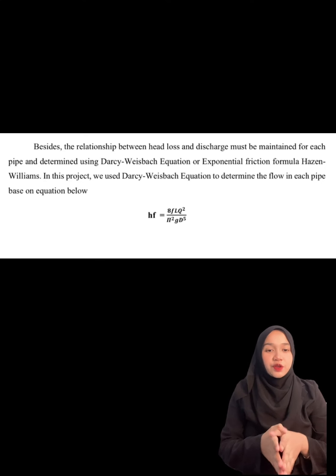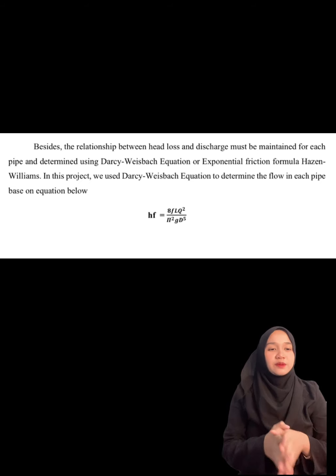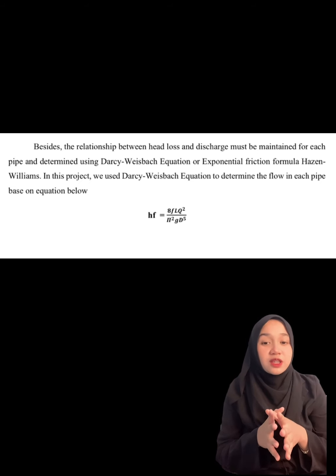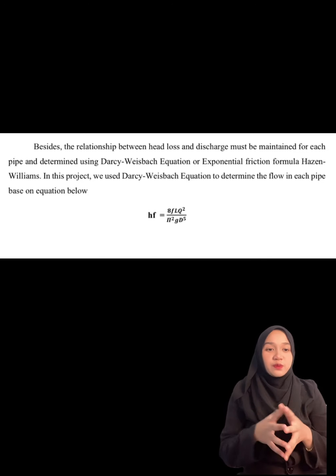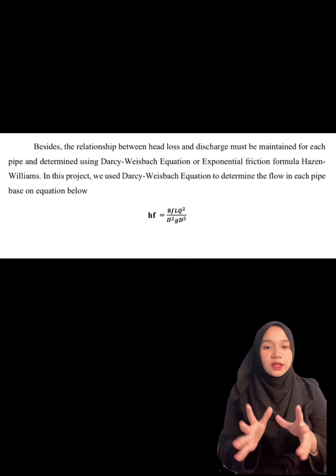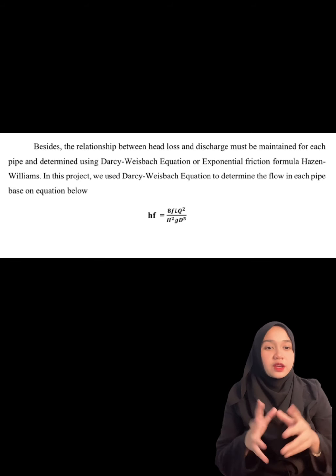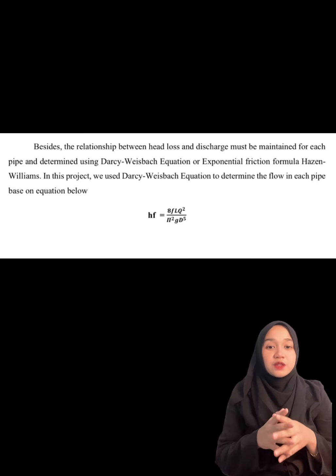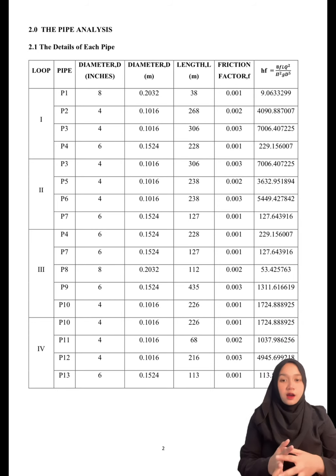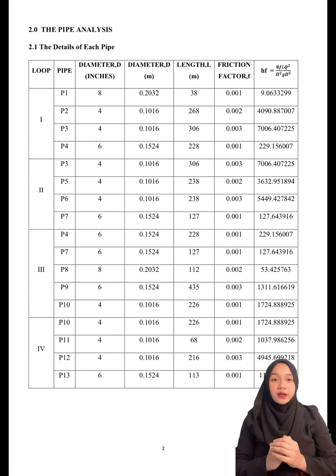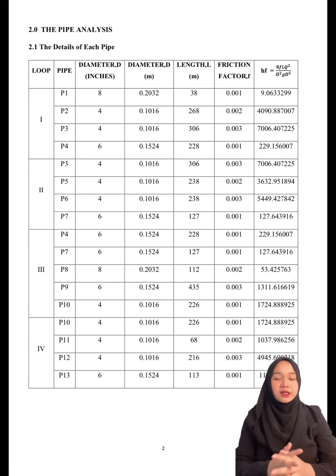Besides, the relationship between head loss and discharge must be maintained for each pipe and determined using the Darcy-Weisbach equation or the exponential friction formula, Hazen-Williams. But in this project, we use Darcy-Weisbach to determine the flow in each pipe based on the equation. Okay, let's see the pipe analysis. 2.1 is the details of each pipe.